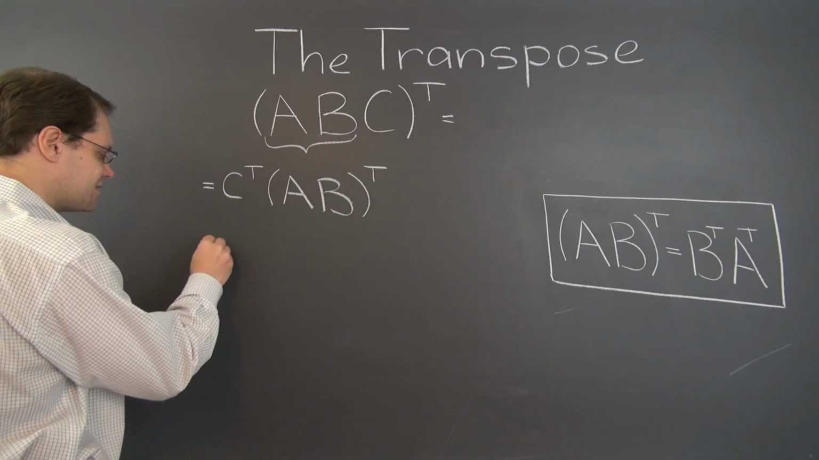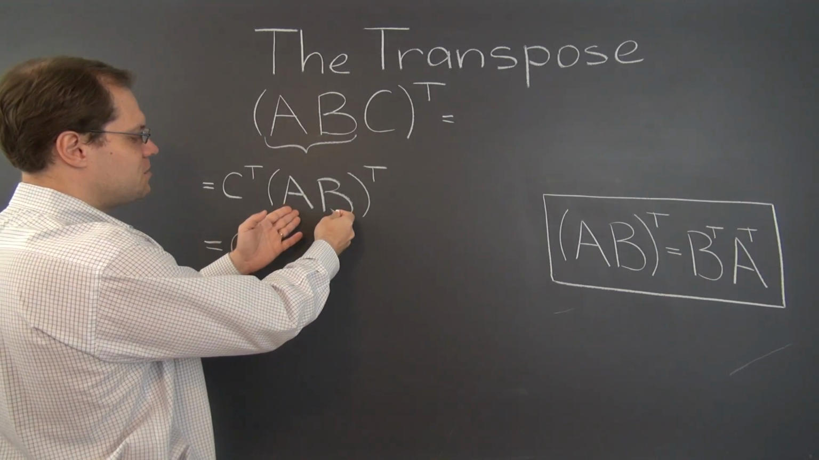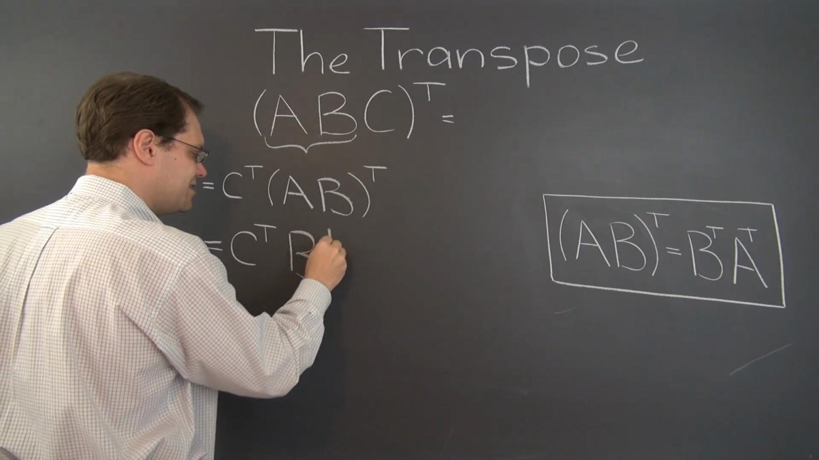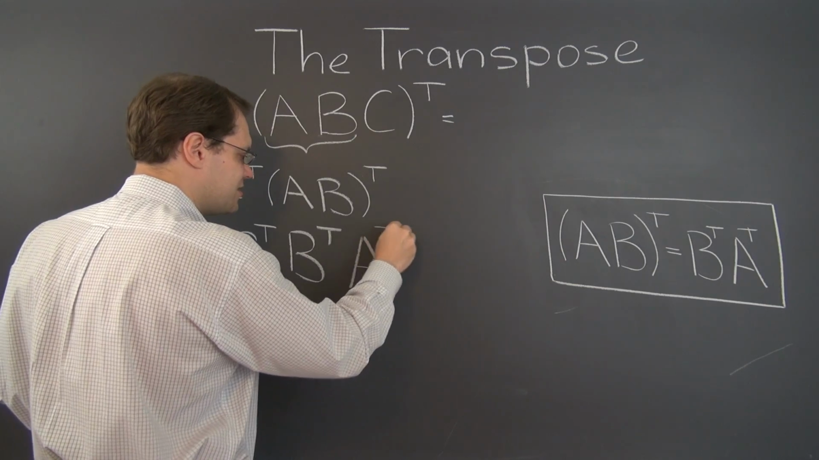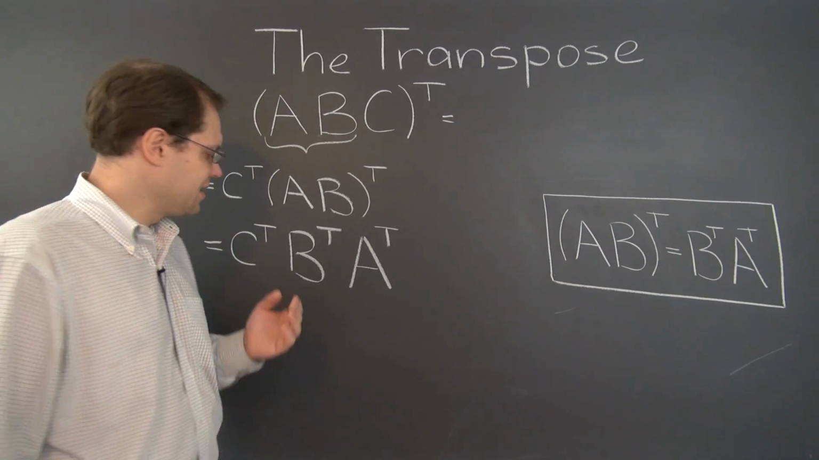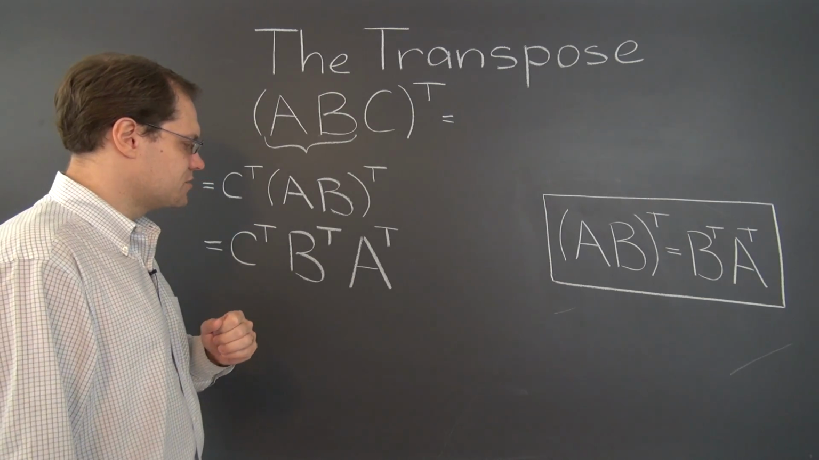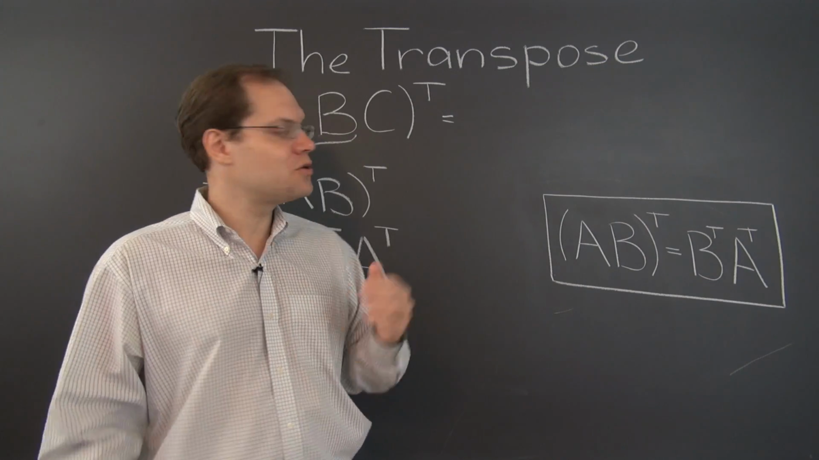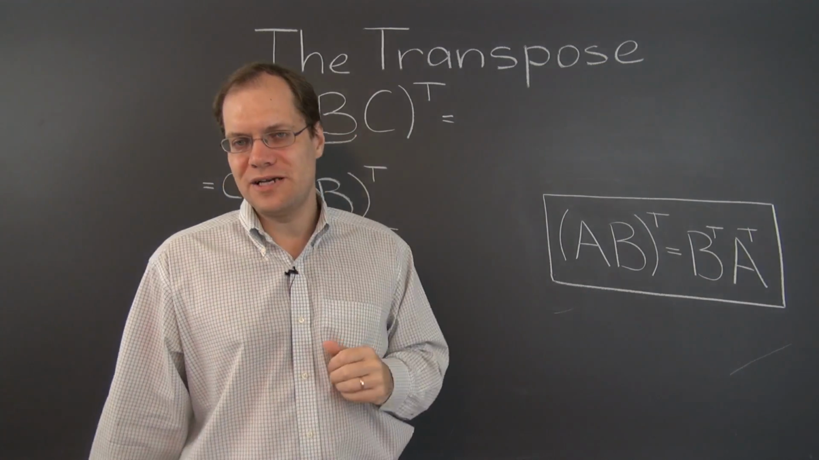And the result is, so C transpose remains unchanged. And this, of course, becomes B transpose, A transpose. And indeed, the result is the product of the individual transposes in the opposite order. C transpose, B transpose, A transpose. And I think it's pretty easy to see that this approach works not only for three matrices in a product, but for any number of matrices.